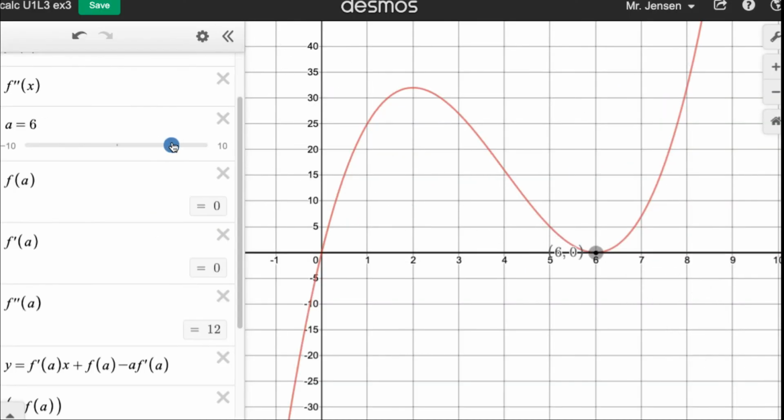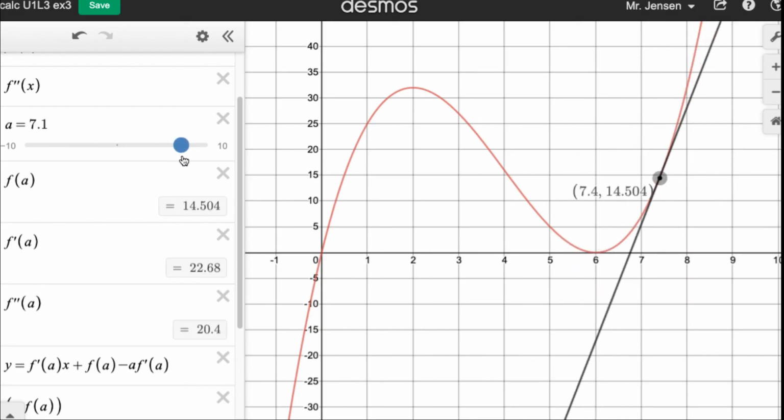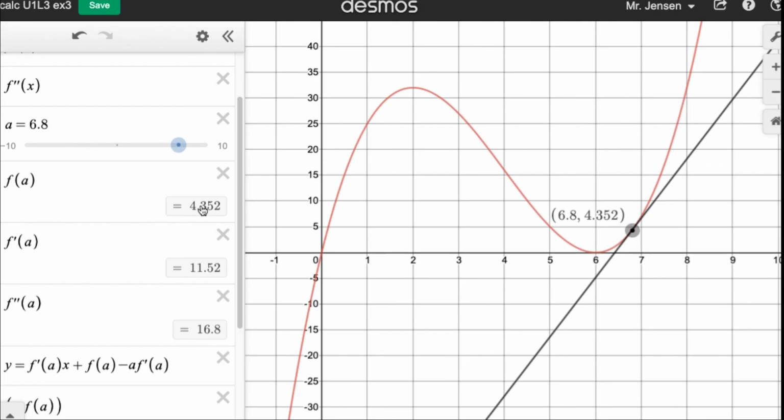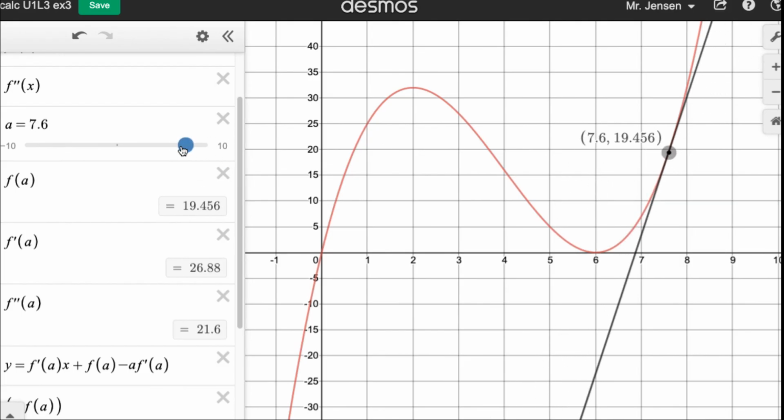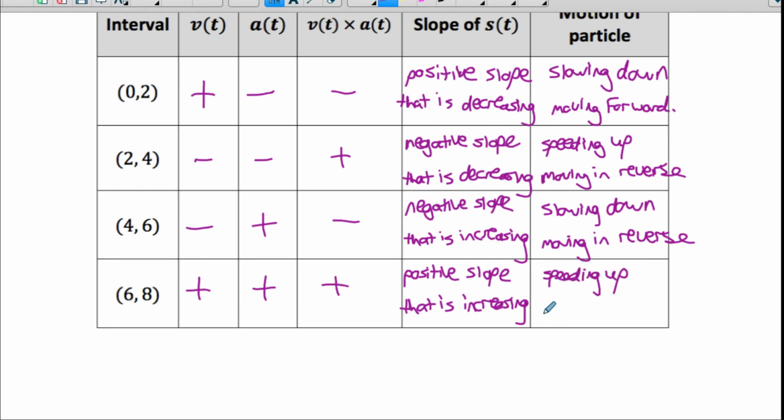Our last interval between 6 and 8. So between here and here, the function is increasing. That's why the first derivative, the velocity, is positive. And what's happening to those velocity values? They go from 11 to 18 to 26. They're increasing. So we have positive tangent slopes that are increasing. Positive times positive is positive. So we have positive slope that is increasing. That tells us that the object is speeding up and moving forward.